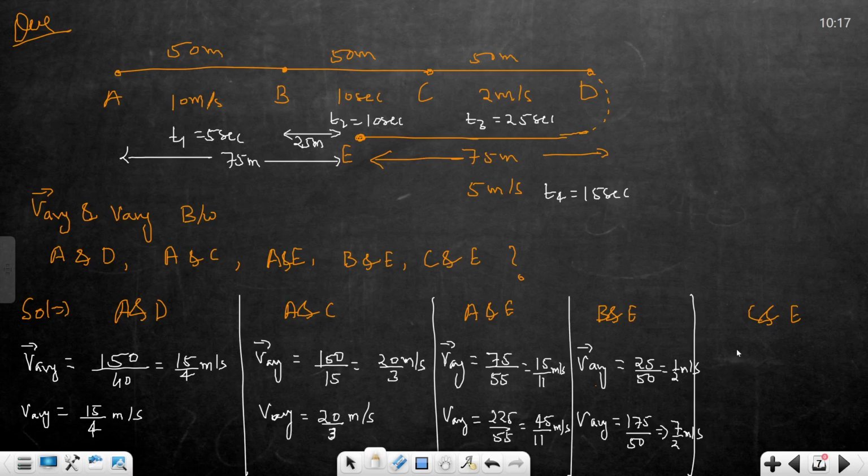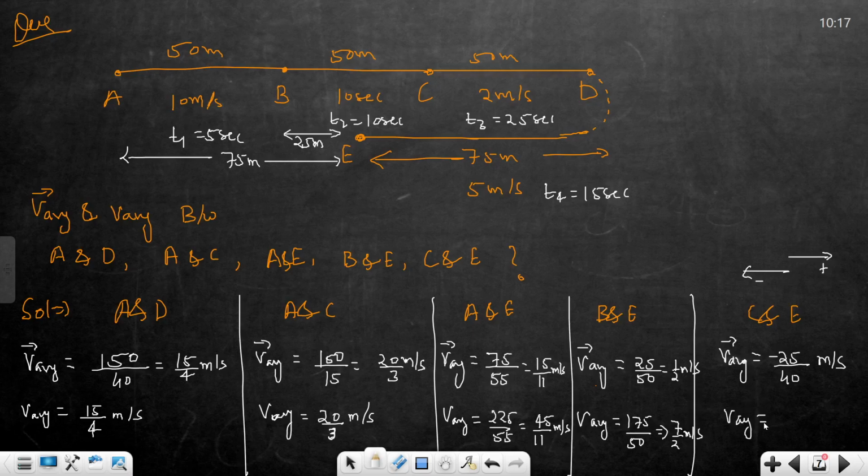That's correct. And what about C to E? When you go from C to E, the displacement will be 50 minus 75, so that will be minus 25. But total time taken will be 25 plus 15, 40. So this will have the negative sign. Negative sign shows that you are moving to the left side. This is positive. Clear?